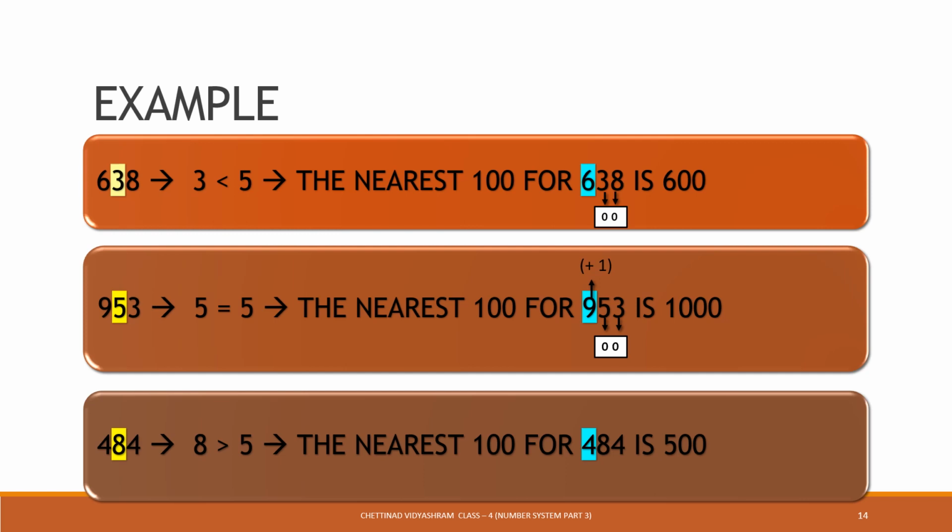The nearest 100 for 953 is 1000. Consider the next example, 484. The number in the tens place is 8, which is greater than 5. So the numbers in the ones and tens places become 0 and we have to add 1 to the number in the hundreds place. So that will give you 500. The nearest 100 for 484 is 500.